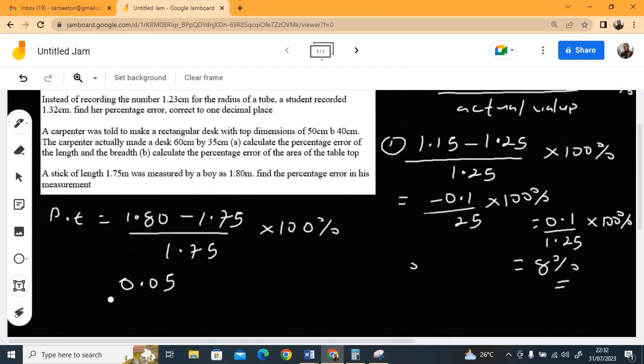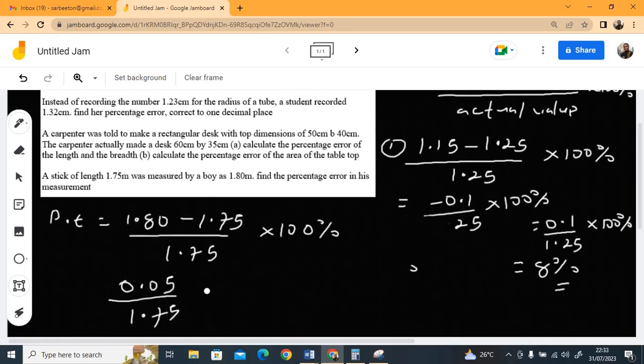0.05 divided by 1.75 times 100%. So when you multiply 0.05 divided by 1.75 times 100, you get 2.86 when you approximate to 2 decimal places. 2.86%. So this is what you will get as your answer.